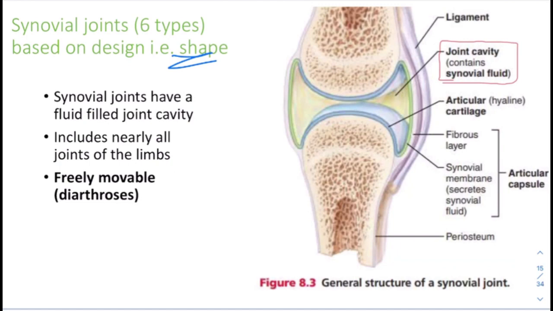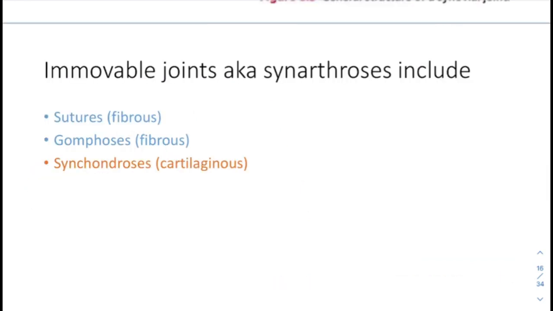So synovial joints, they have a fluid-filled cavity. So right here, this is the joint cavity, and it's filled with synovial fluid. It includes nearly all joints of the limbs, like the knee joint, the shoulder joint, the hip joint, and so on. And they are freely movable. So they are diarthroses. And we'll discuss features of synovial joints later on as well.